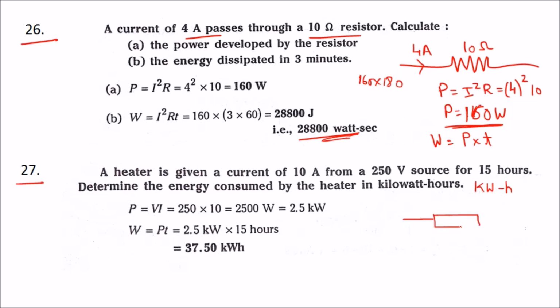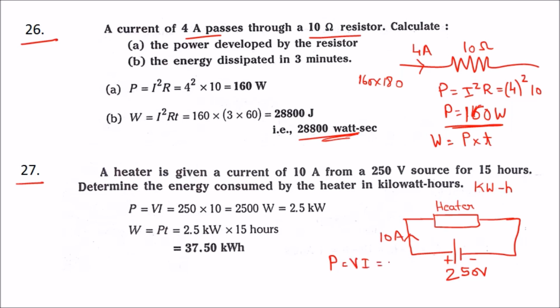So let us assume this as a heater which is connected to a voltage source of 250 volts, and the current to the heater is given as 10. First we need to find power. Power is V into I, which is 2500 watt. When we convert this into kilowatt, we get 2.5 kilowatt.